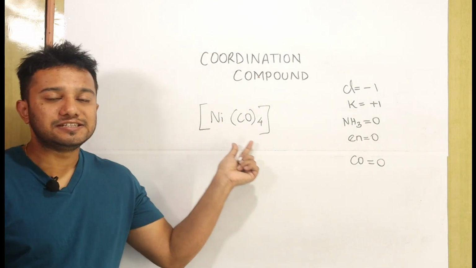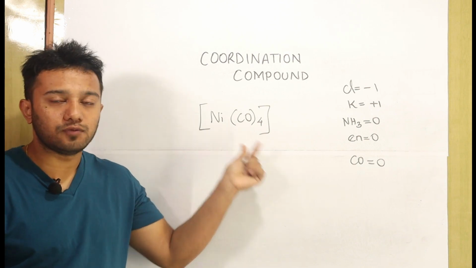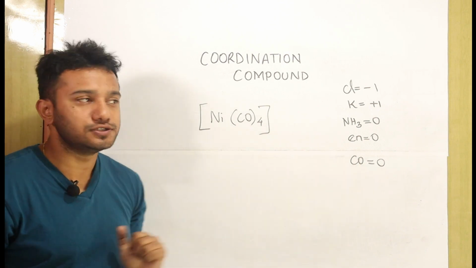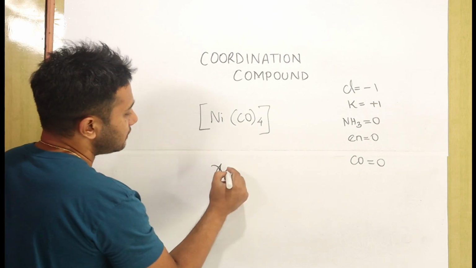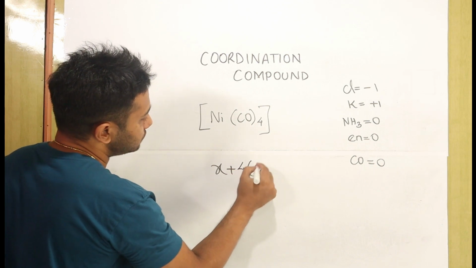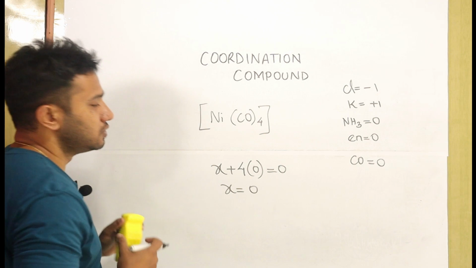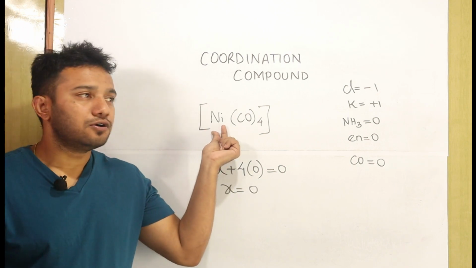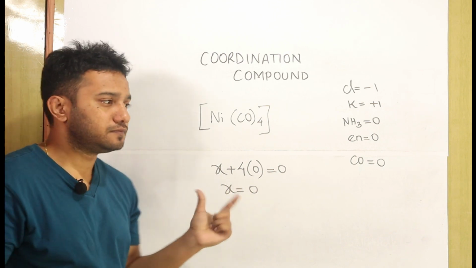Now Ni(CO)4. CO is carbonyl, so it's a neutral ligand, and we have CO equal to 0. Now this is the metal ion, I'll put it as X plus 4 into 0 equals 0. So X is equal to 0. So the oxidation state of the metal ion out here is 0.